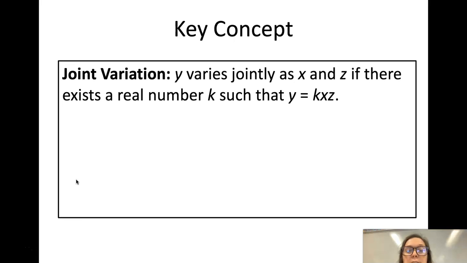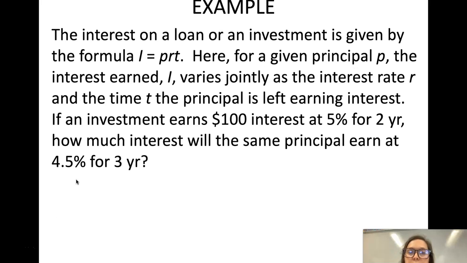Okay, so that was inverse variation. Now what we're going to do is combine them all together. That's called a joint variation. Joint variation is something like when y varies jointly as x and z if there exists a real number k such that y is equal to kxz, or some type of combination of everything.